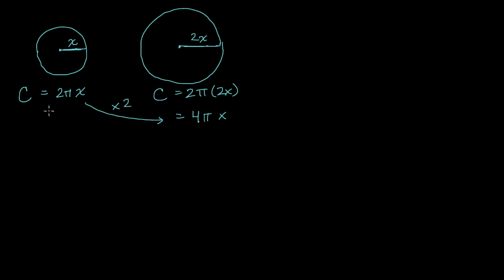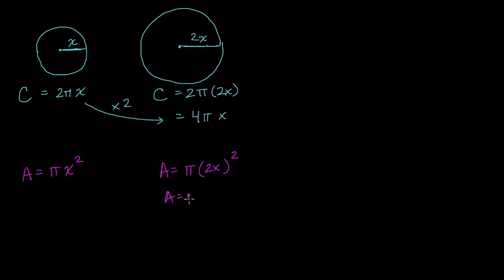Now what about the area? And I'll do area in a new color. So we already know that area is equal to pi r squared. In this circle, the radius is of length x. So it's pi times x squared. In this circle right over here, the area is going to be equal to pi times the radius squared, but now the radius is 2x. 2x squared. Now what is this going to be equal to?